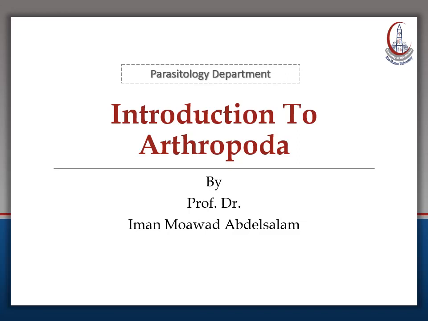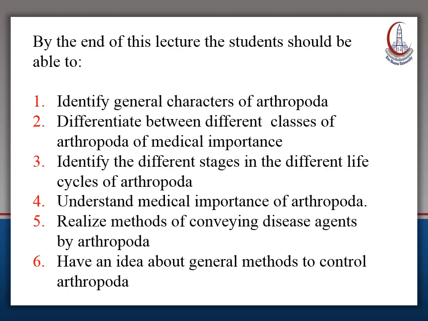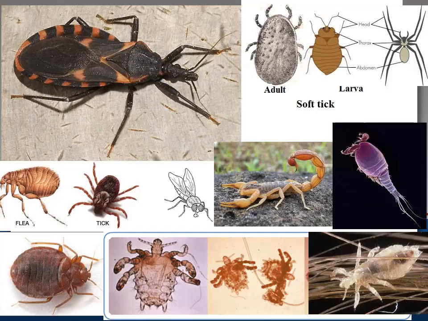In this lecture, we are going to introduce you to the third domain of parasitology, which is arthropods. By the end of this lecture, you should be able to identify the general characters, differentiate between different classes of arthropoda of medical importance, identify the different stages in the different life cycles of arthropoda, and understand their medical importance, realize the methods of conveying disease agents by arthropoda, and have an idea about the general methods to control arthropods.